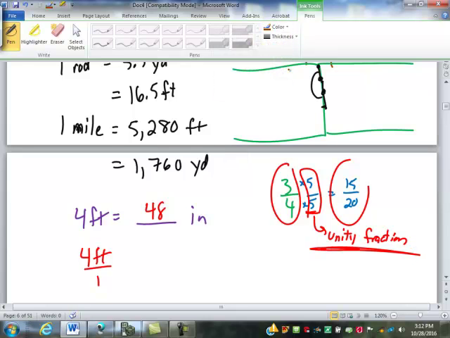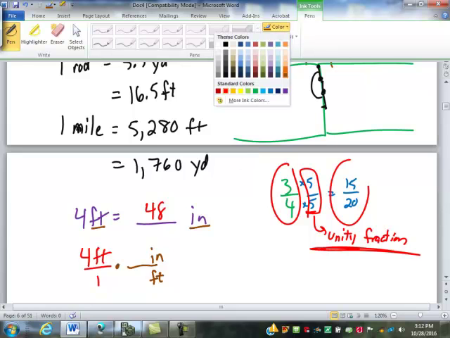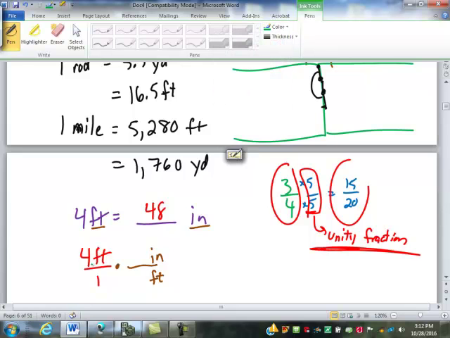So over here, we're going to use a unity fraction as well, but it's going to look a little different. Now we're getting rid of feet. So what I'm going to do is put feet on the bottom of this unity fraction, and I'm changing it from feet into inches. So I'm going to put inches on top. The reason I did that is so that my feet will cross cancel in my fractions.